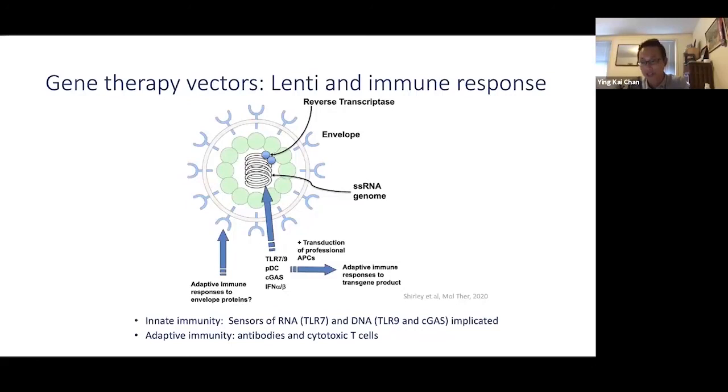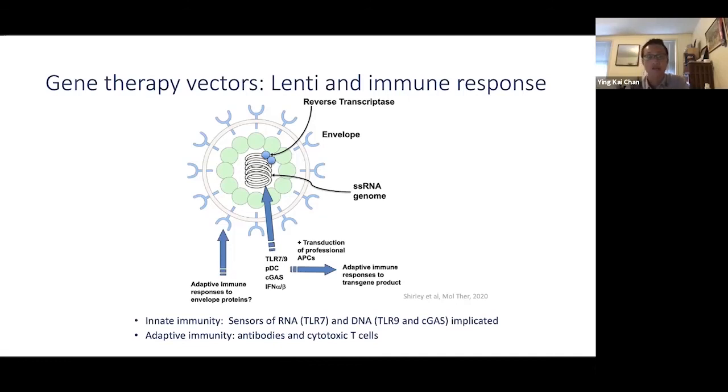This is my last slide, and it's on immune responses to lentiviral vectors. Lentiviruses are actually RNA viruses, but upon entering a cell, they reverse transcribe the RNA genome into DNA, which then integrates into the human genome. This means that it has a dual RNA and DNA lifestyle, meaning that it also activates both RNA and DNA sensors, in this case, Toll7 for RNA and Toll9 and cGAS for DNA.